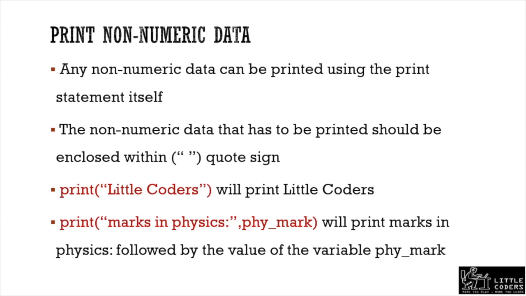It will print "the marks in physics" with a semicolon, up to that it will print, and then it will be followed by the physics mark, that will be a numerical value. So this is in the print statement, but in the input also, if anything has to be printed, if you enclose it within quote signs and then ask for input, it will display what has been enclosed within the quotes, and based on that we can give the input.